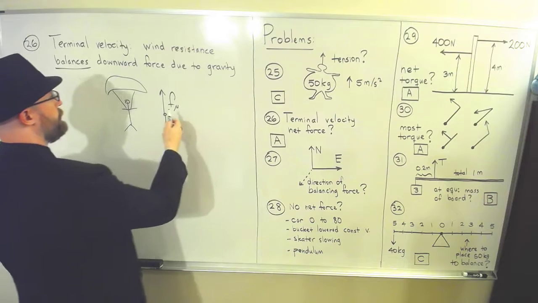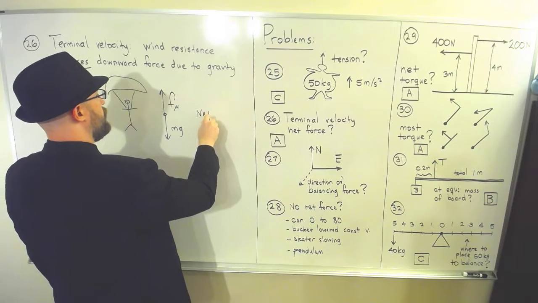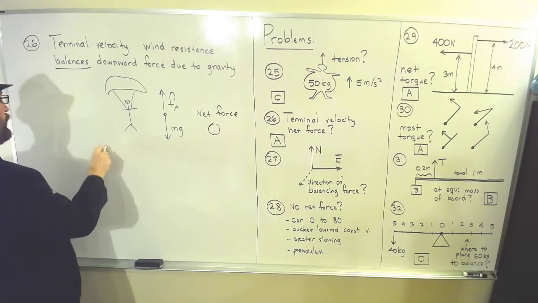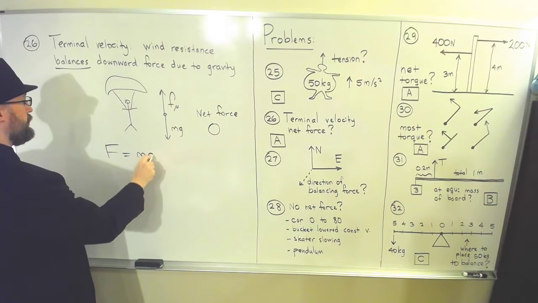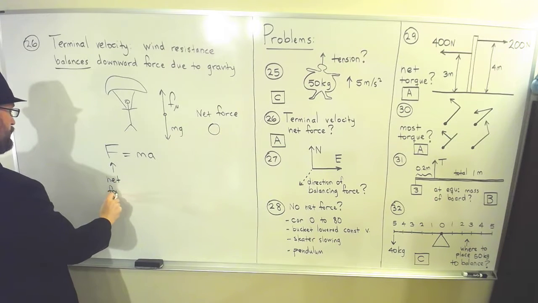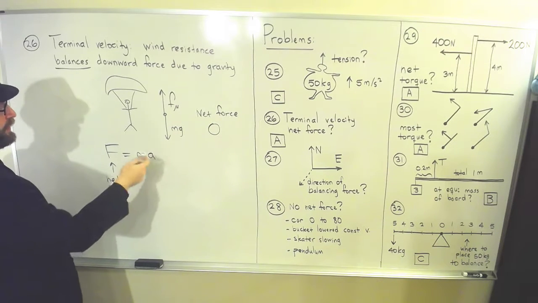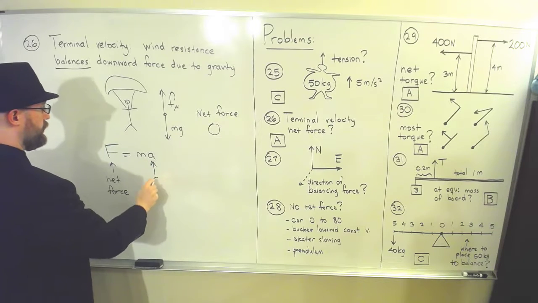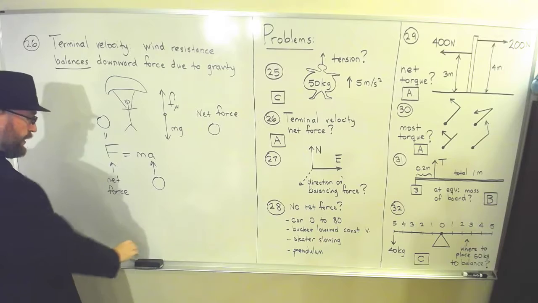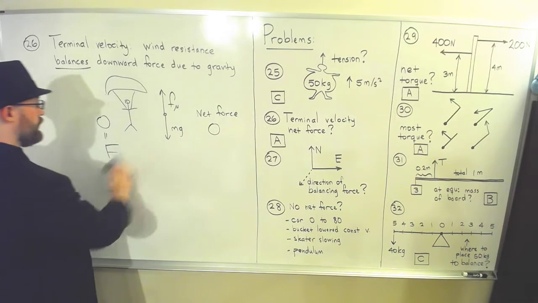But the net force is 0. So when you write F equals ma, remember this means net force. Terminal velocity not changing, that means a equals 0. So the force will have to be equal to 0 as well. That's another way to think about it. And that's the answer choice A.